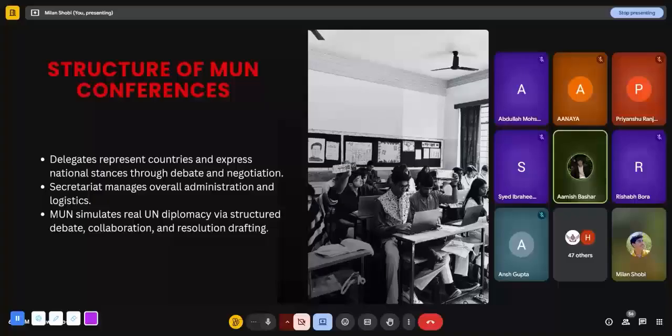MUN isn't just public speaking, it's a complete process involving researching your country and topic, engaging in structured debate and discussions, working in teams during unmoderated caucuses, writing working papers and resolutions with actual solutions, and voting and passing those resolutions as a group. By the end of the conference, you will have simulated what real world diplomats do, including crisis responses, negotiations, and international policymaking.